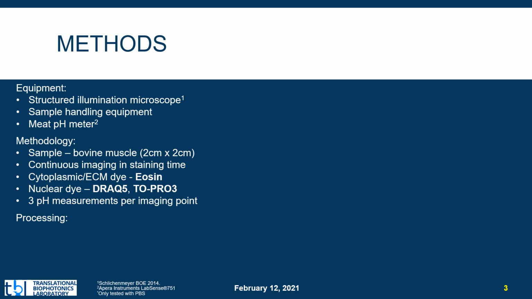pH values were measured on both sides of a tissue, on the stained surface and on the fresh tissue surface, and we also measured the pH of the staining solution before every restaining of a sample.